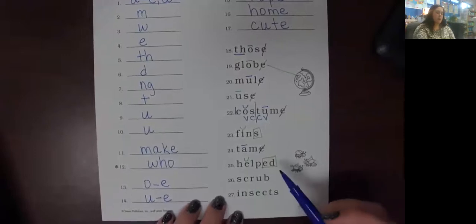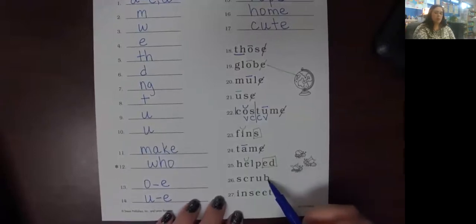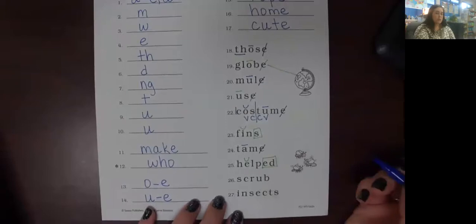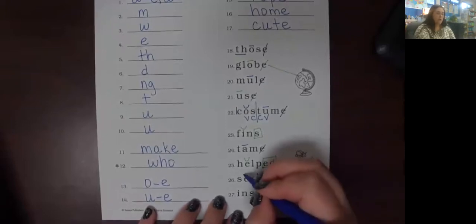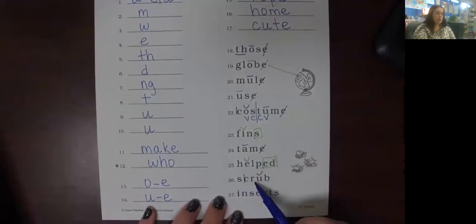Okay, next one, I have vowel U. There's a consonant after it. There's no sneaky E, so I put a breve, just like our normal rule. And the C gets a K back. Scrub.